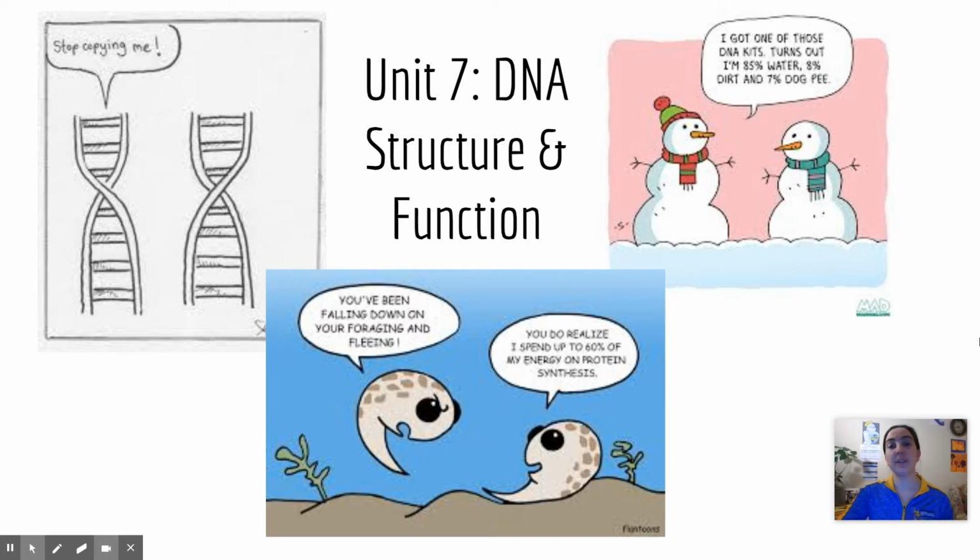So this unit is on DNA structure and function. And so we'll start by talking about the structure of DNA. We'll talk about DNA replication. We'll talk about how the instructions of DNA are used to make protein and that process of protein synthesis. And then we will end this unit with some biotechnology, talking about some of the things that we're able to do with DNA and the uses that we have found for those technologies. So that's where we're going over the next few weeks.